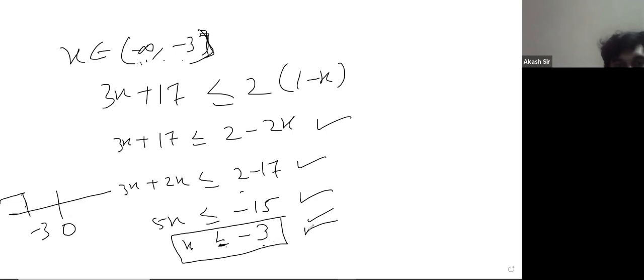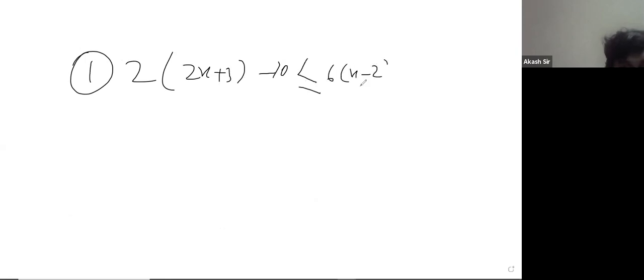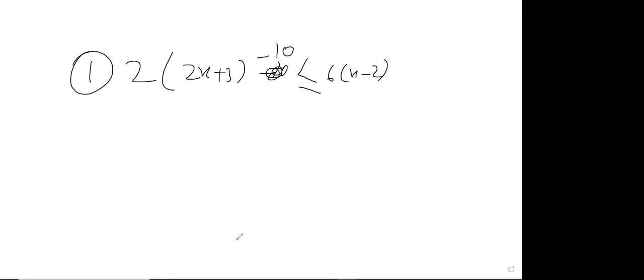And Mohammed? Okay, moving forward. Another question. 2x plus 3 minus 10 less than or equal to 6x minus 12. I need the answer in interval form.